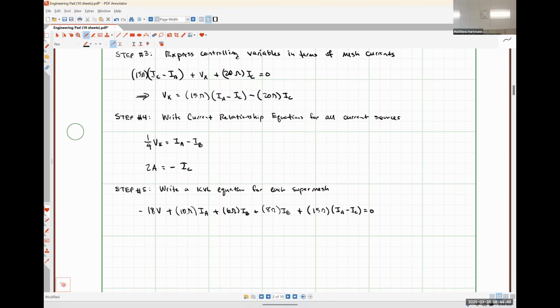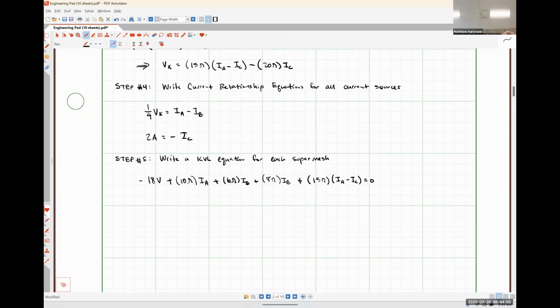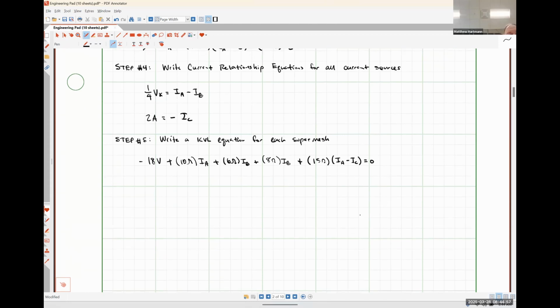Is equal to 0. And there's our KVL equation for our super mesh. Since we only have the one super mesh, that's going to be our only equation.